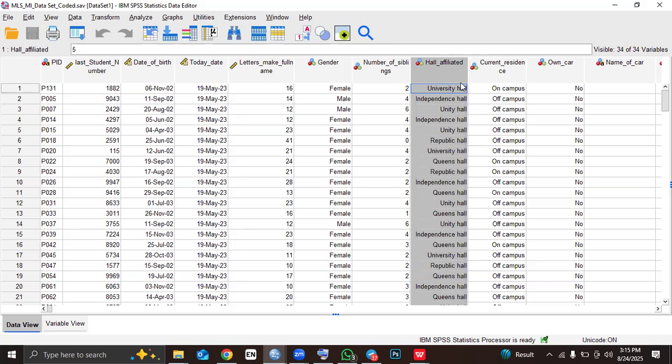So again, the question is, test whether the theory, that is, are the number of students in the study equally distributed in the halls of residence, true or false? So that is the theory we are testing today. Now, in order to test for this theory, we are going to use the chi-square goodness of fit test.